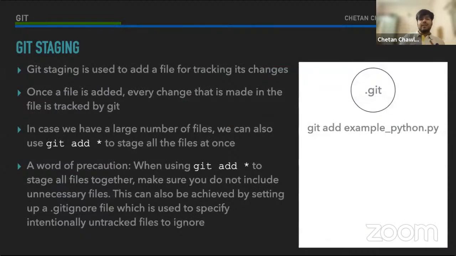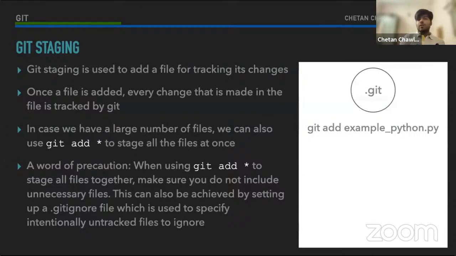It is used for adding a file into Git and saying that please track this file, please track all the changes, and use this file in the git commit too. So in the checkpoint, I'll say that I have added this file. Once a file is added, every change in that file is tracked.